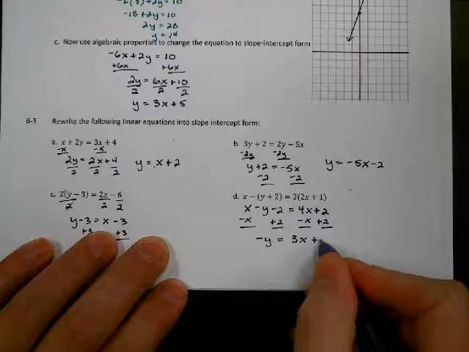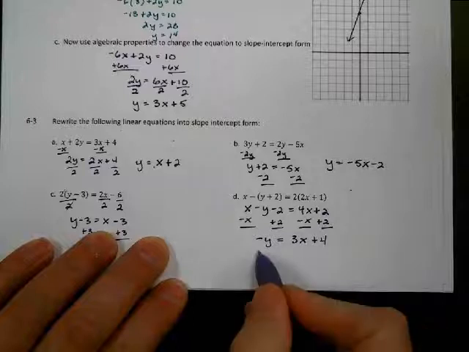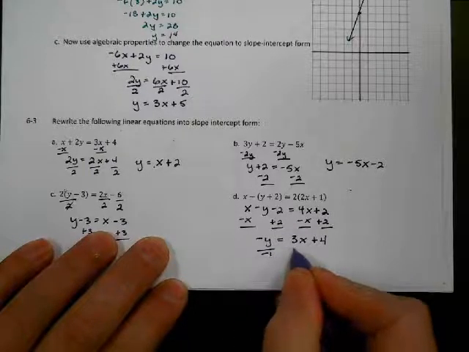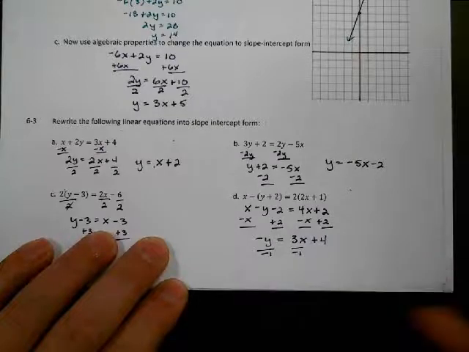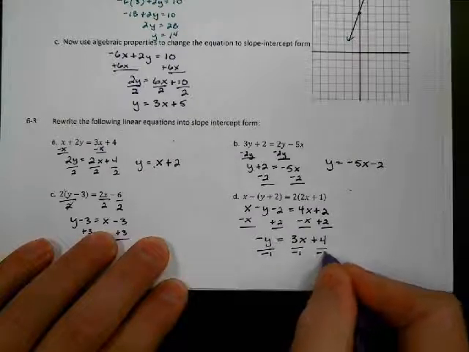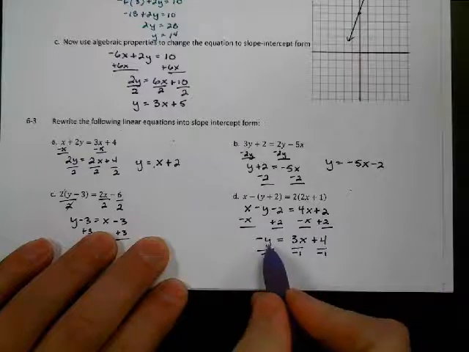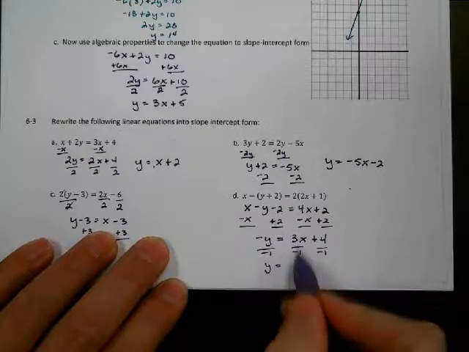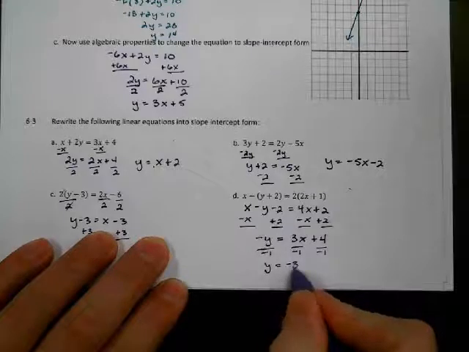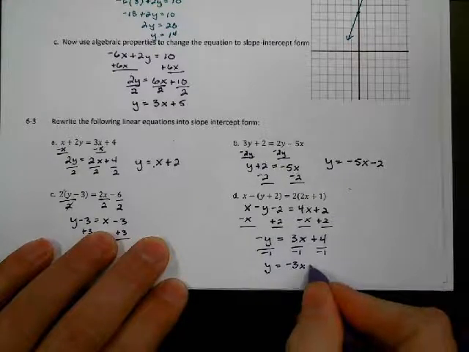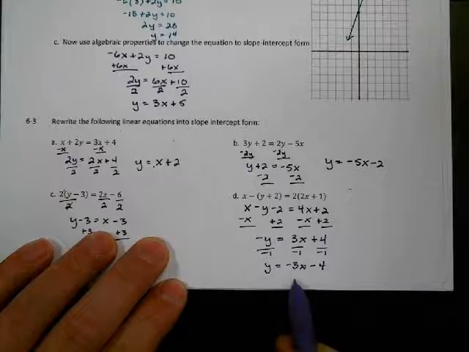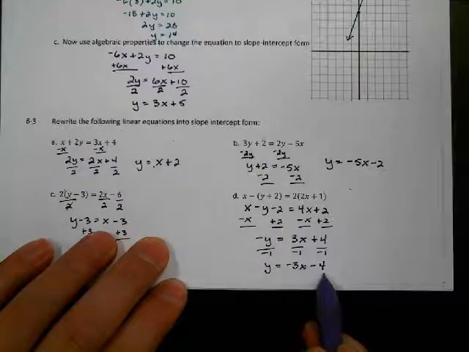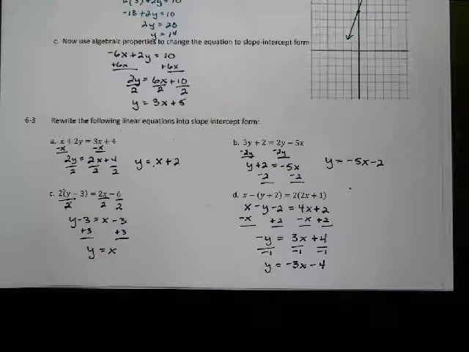Last thing I'm going to do, this is negative 1 times y, so I'm going to divide everything by negative 1. Can you multiply everything by negative 1? Sure, why not? Okay, so negative y divided by negative 1 is positive y. 3 divided by negative 1 is negative 3. And 4 divided by negative 1 is negative 4. So my slope is negative 3, and my y-intercept is at negative 4. All right, we are really moving now. Next page.